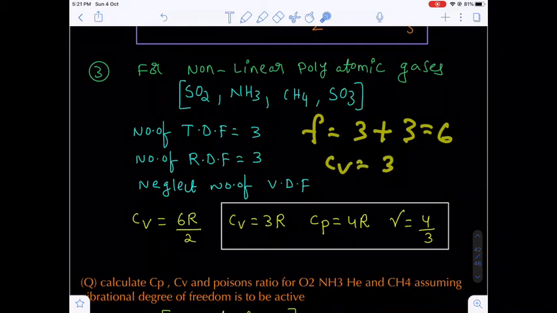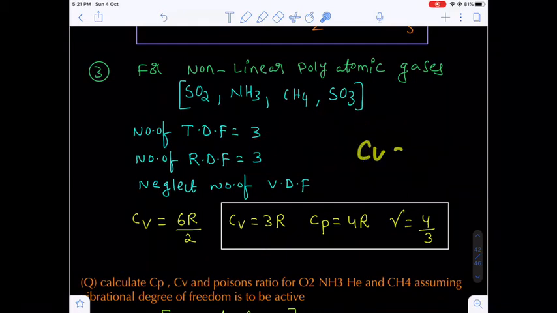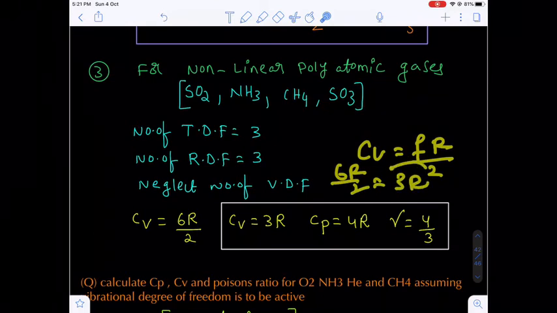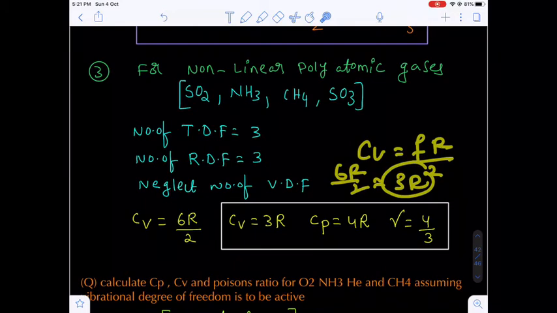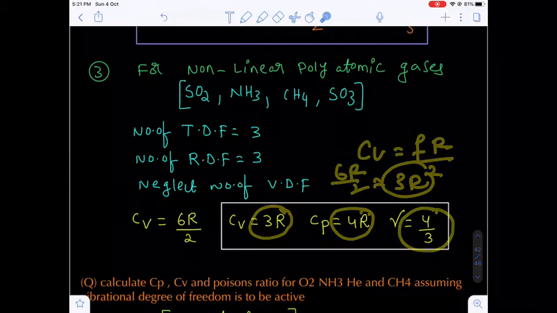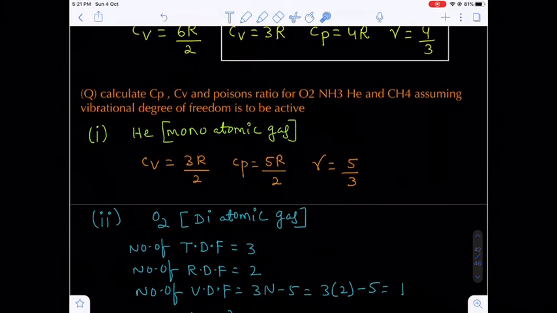So CV will be equal to what? F into R by 2. What is the F here? 6. 6 into R by 2, so CV will be 3R. CP will be equal to 3R plus R, 4R. So CV is 3R, CP is 4R. Gamma is CP by CV, that will be 4 by 3. Are you getting my point?